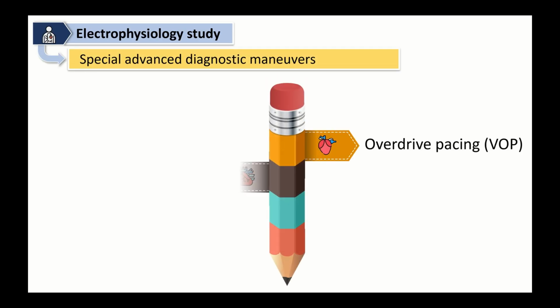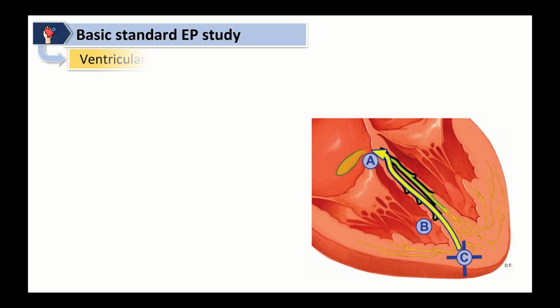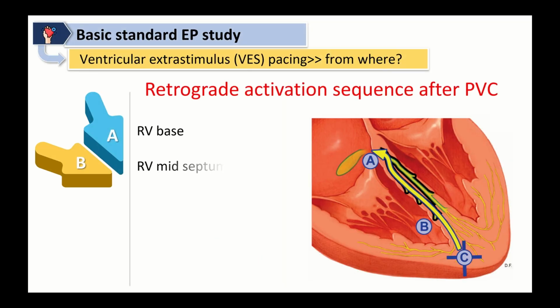But there is another golden rule to differentiate between AV nodal conduction and septal accessory pathway using special advanced diagnostic maneuvers like overdrive pacing and His-synchronous PVC in case of tachycardia, or using differential RV pacing and para-Hisian pacing if no tachycardia, and we will know more details about this later. Now let's go to another golden rule.